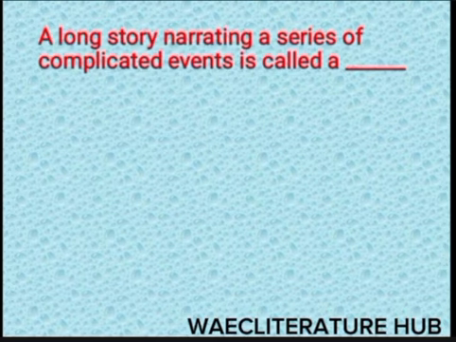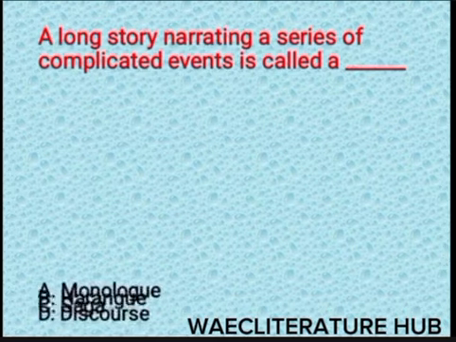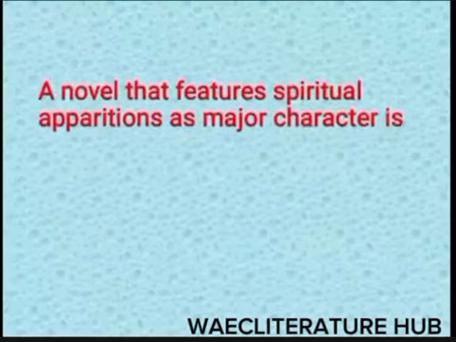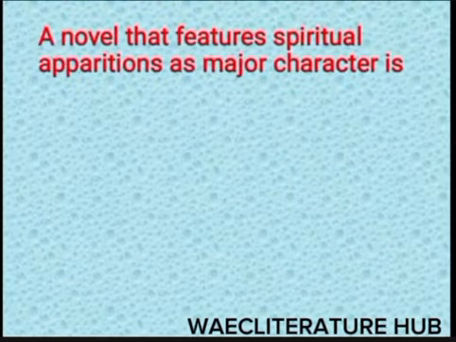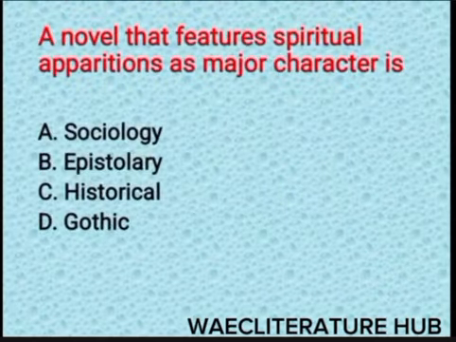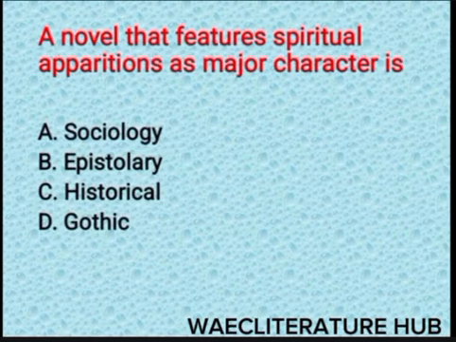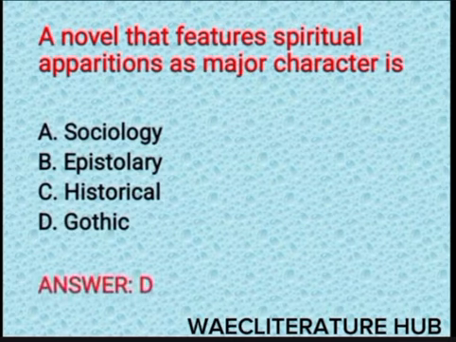A long story narrating a series of complicated events is called a saga. We already know this. We don't need to dwell much on it. A novel that features spiritual apparitions as major character is: Sociology, Epistolary, Historical, Gothic. And a good example is Wuthering Heights. Okay. Any novel that features spiritual apparition is a Gothic novel.